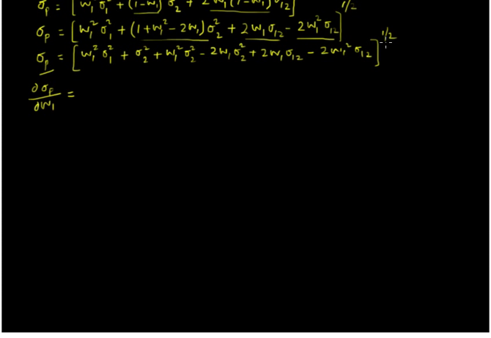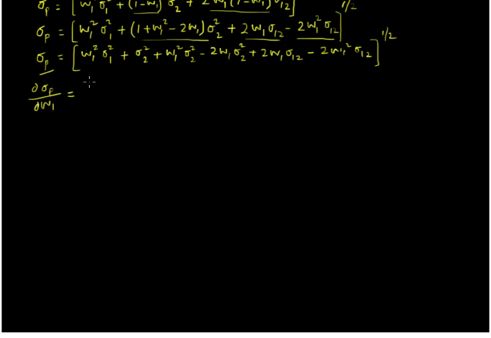So what is the chain rule? The chain rule is that we differentiate the outside function and then we multiply the result with the derivative of the inside function. So let us first of all deal with the outside function.